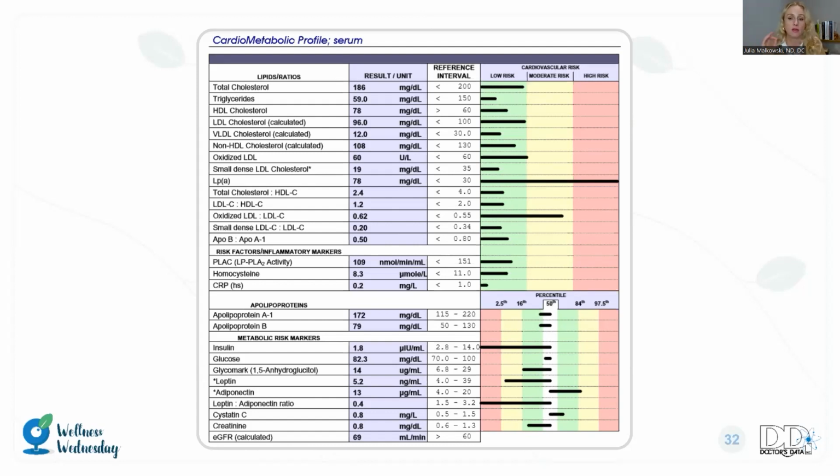So with regards to reducing LP little a, potentially there's not much that can be done because it is genetic. And you can't really go and decrease this cholesterol any further to decrease the LPA.